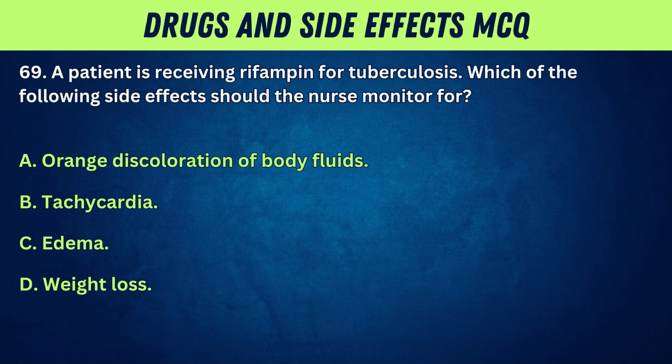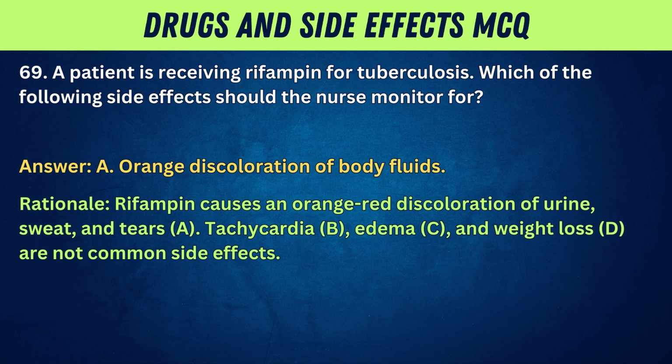69. A patient is receiving rifampin for tuberculosis. Which of the following side effects should the nurse monitor for? A. Orange discoloration of body fluids. B. Tachycardia. C. Edema. D. Weight loss. Answer: A. Orange discoloration of body fluids.